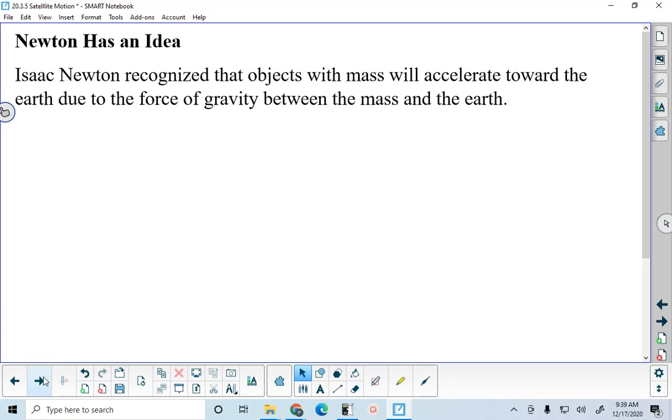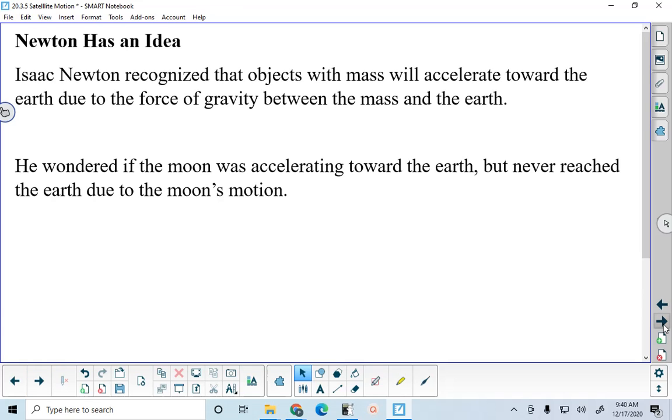Isaac Newton has this idea. He knows that everything with mass is pulled by the force of gravity towards the Earth. Everything. And he looks up in the sky and he realizes, of course, that the moon has mass. The moon isn't made of nothing. The moon has mass. And that means that the moon must be, in his mind, accelerating towards the Earth. And he's right. The moon is accelerating towards the Earth.